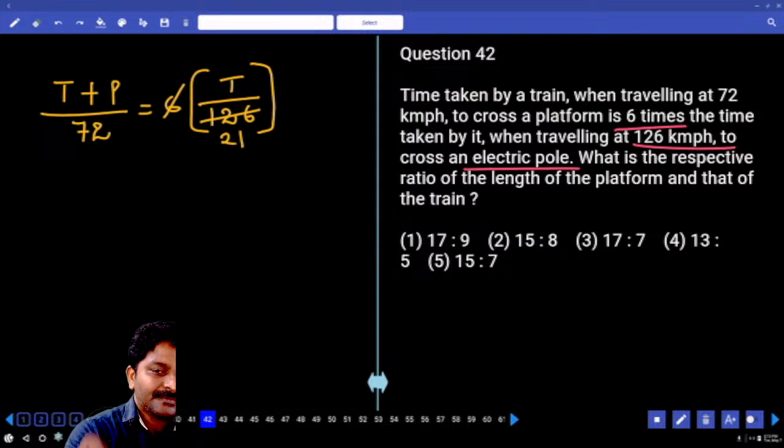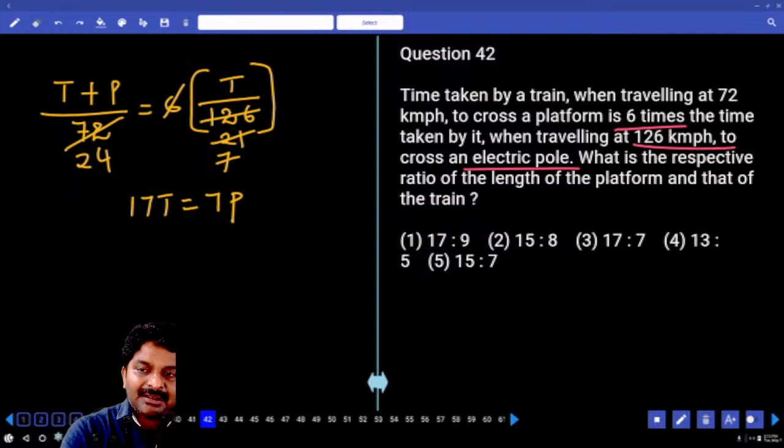6 times. Let's calculate. 3, 24, 7, 17t is equal to 7 parts. Question is to identify ratio of platform length to train length. Platform to train, which is 17 by 7.